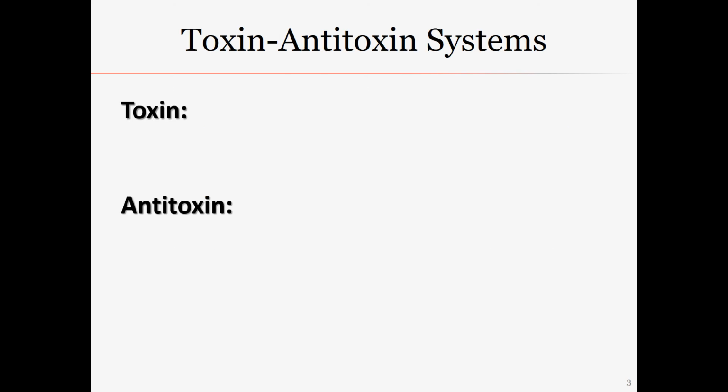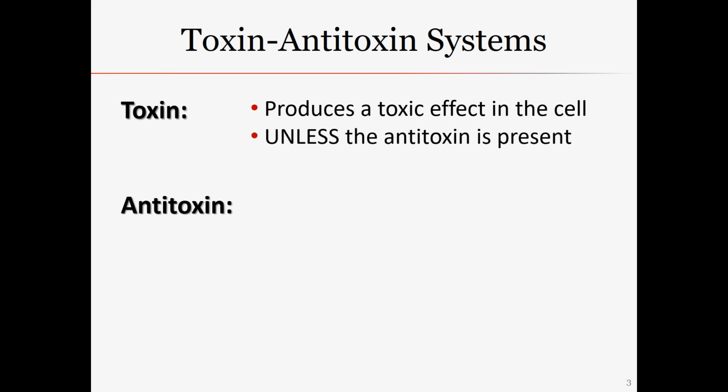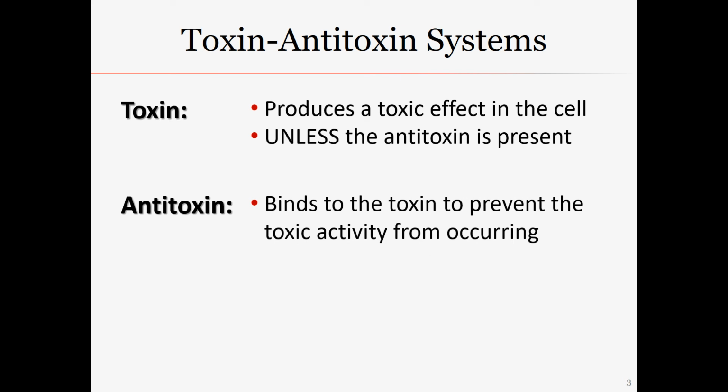The two components of the system are the toxin and the antitoxin, both of which are proteins. The toxin produces a toxic effect in the cell, leading to cell death by targeting an important cellular system. This effect is prevented in the presence of the antitoxin. The antitoxin binds tightly to the toxin protein, preventing it from interfering in the cell.